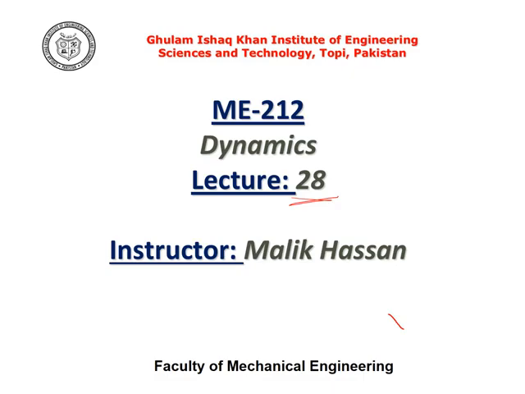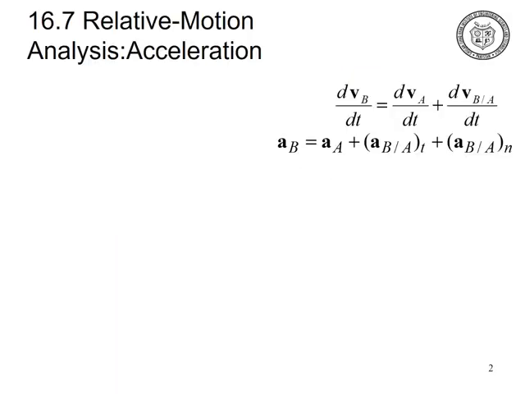The velocity equation that we derived in the previous lecture was VB equal to VA plus VB with respect to A, where VB is the velocity of the particle B, VA is the velocity of the particle A, and VB with respect to A is the velocity of the particle B with respect to A. This is the equation that we derived in the previous lecture.